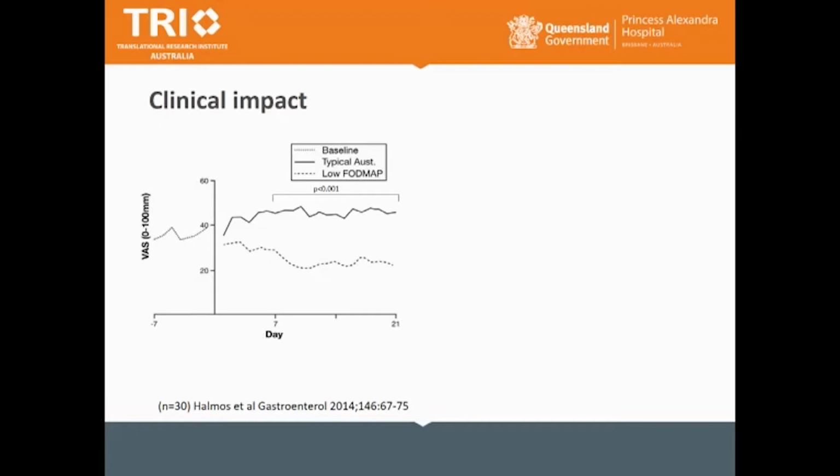This is a measure of their overall symptoms. And then on the typical Australian diet, which was the placebo diet, their symptoms pretty much stayed the same. So this was the first evidence, placebo-controlled evidence, that the low FODMAP diet is effective in improving gut symptoms.